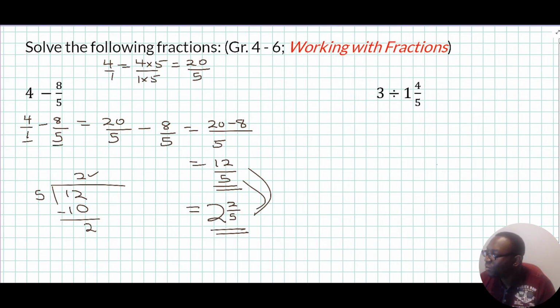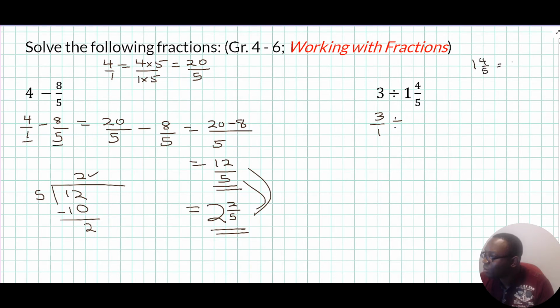All right, so now when we're dealing with division, we have 3 divided by 1 and 4 over 5. To work with division, you have to always have them as either proper fractions or improper fractions. It's difficult at this level to work with fractions without having them in the same form. So I'm going to write each of these as an improper fraction. So this is going to give me 3 over 1 divided by, now we want to change 1 and 4 over 5 to an improper fraction.